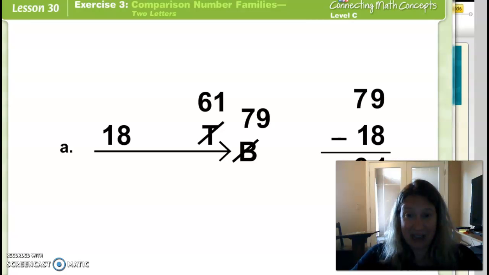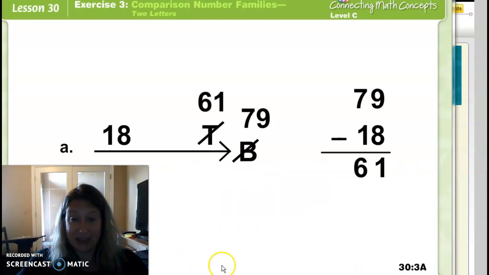And for A, you should have gotten 61. So you replace T with 61. All right? Touch problem B. Problem B says R is 54 less than M. R is 31. What number is M? So go ahead and make the number family with two letters and a number.